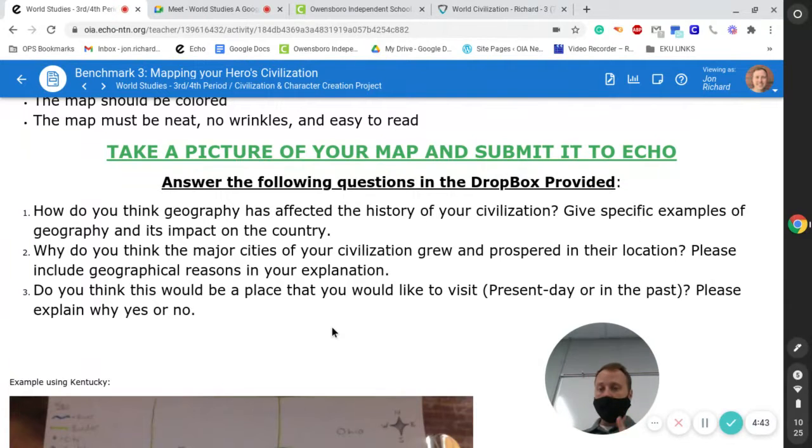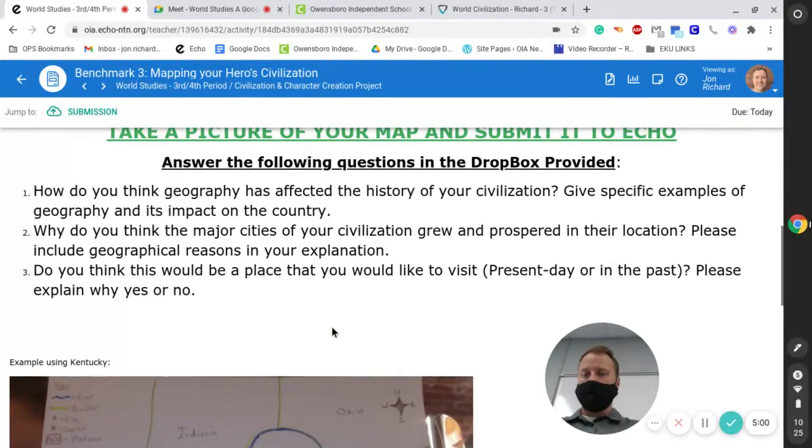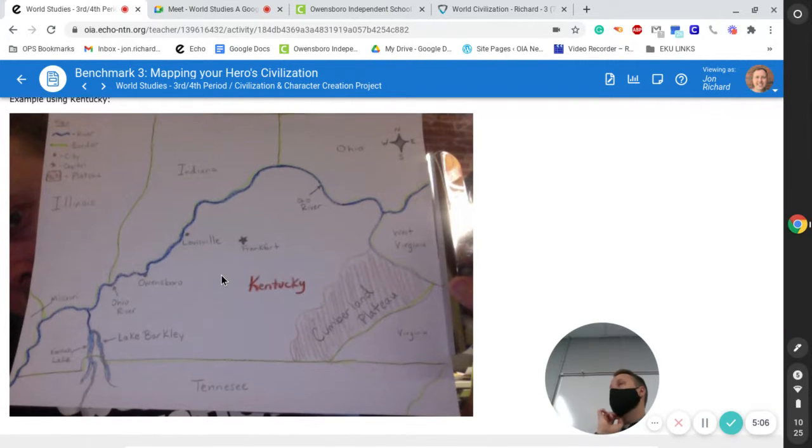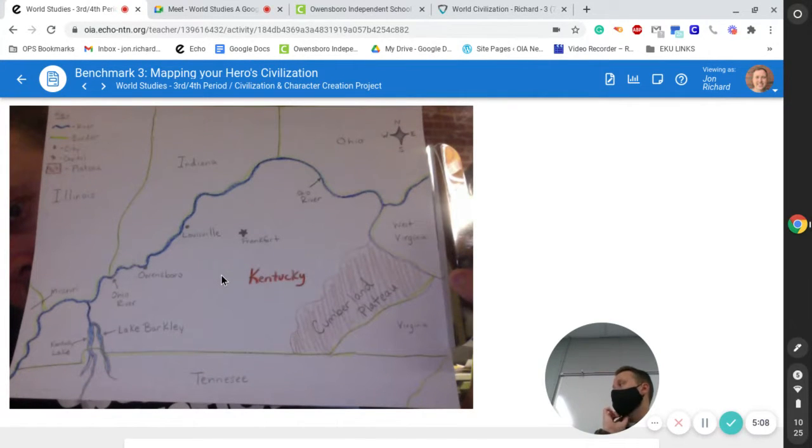So question number 1 is, how do you think geography has affected the history of your civilization? Okay? So as you look at the map, how has it affected it? Give specific examples of geography that has impacted your country, or your civilization. So when I look at the state of Kentucky, what geographical landmarks or geographical indicators have impacted Kentucky?